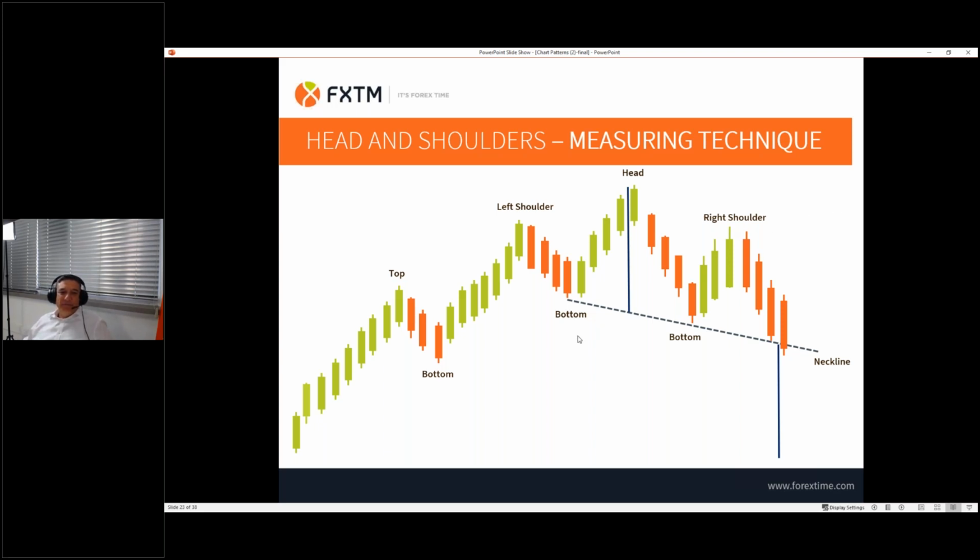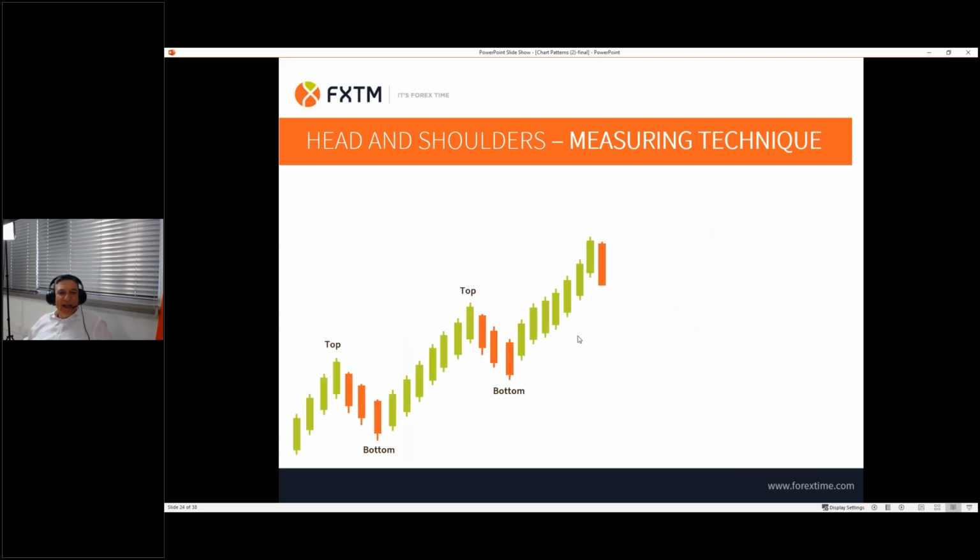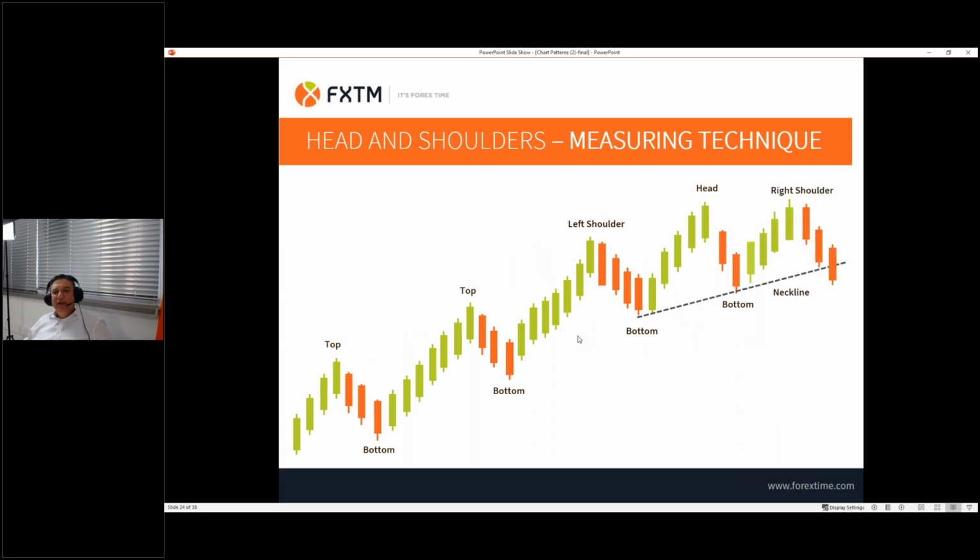Okay, we go on. Measuring technique, another pattern here. You see that in this case, again, we have a head and shoulders, but this time the neckline points upwards. And the breakout is exactly where the candlestick price falls below the neckline. And the measuring technique is to take the height from the head to the neckline and project it at the breakout level. And this is the minimum distance.